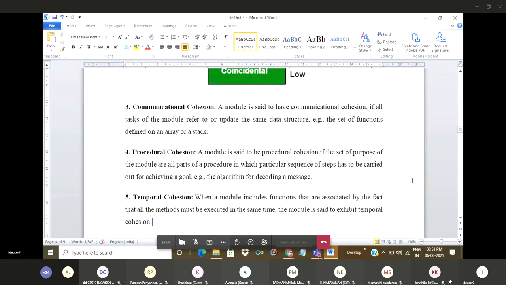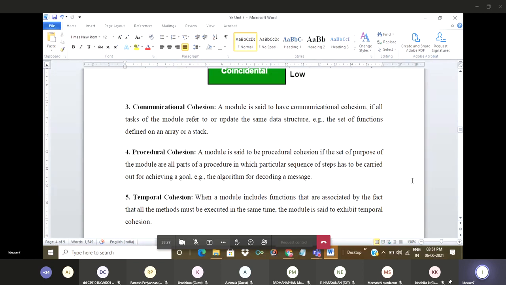So next is procedural cohesion. It is a part of a procedure in which a particular sequence of steps has to be carried out for achieving a goal. Example, algorithm for decoding a message. Procedural means we have to follow a certain procedure to do a particular thing for achieving a goal.